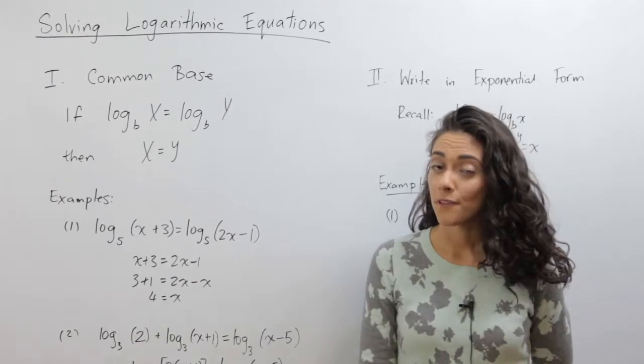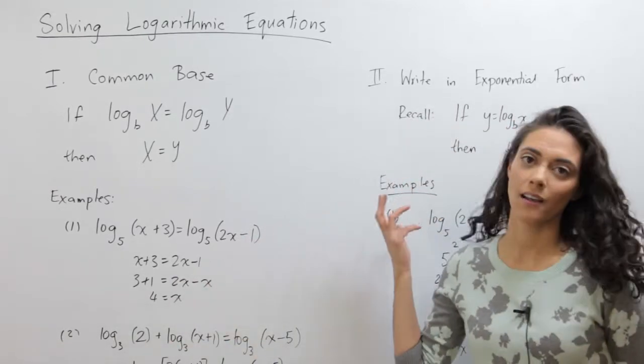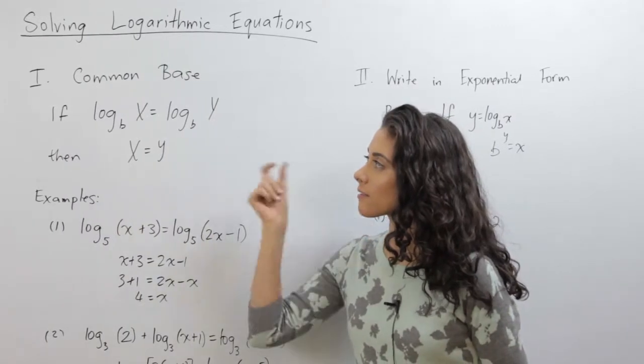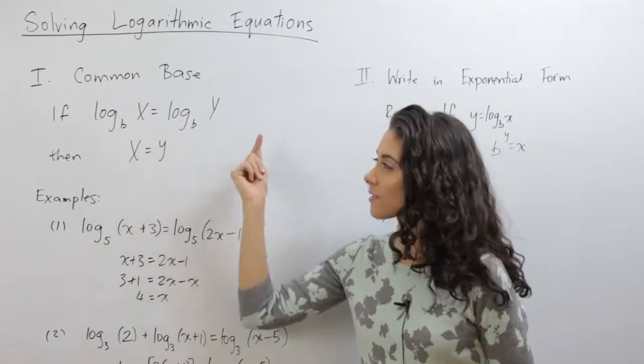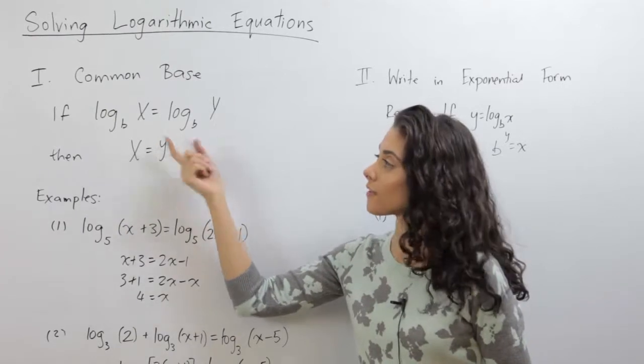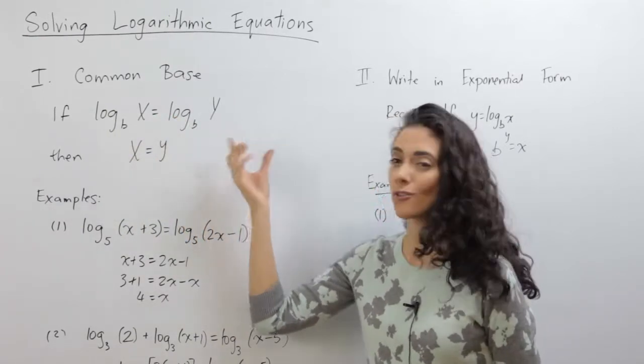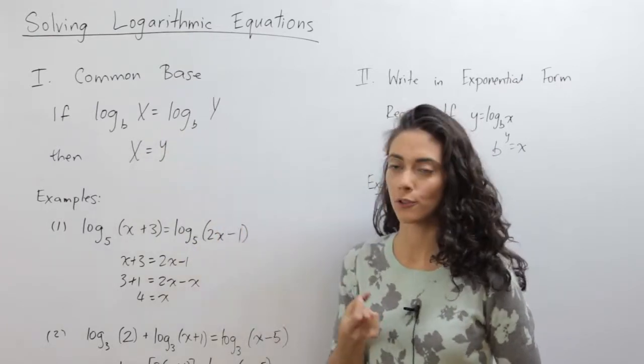Now let's solve some logarithmic equations. There are also two main kinds of logarithmic equations. Similar to exponential equations, some have a common base on both sides of the equal sign. Same property holds. If I have log base b of x is equal to log base b of y, it only makes sense that these two things must be equal to each other.